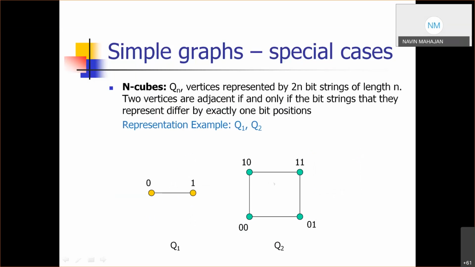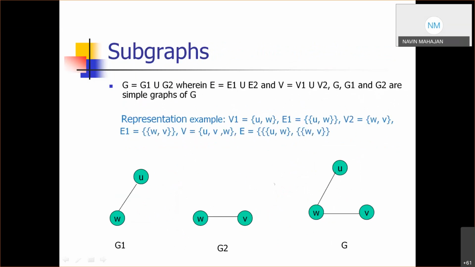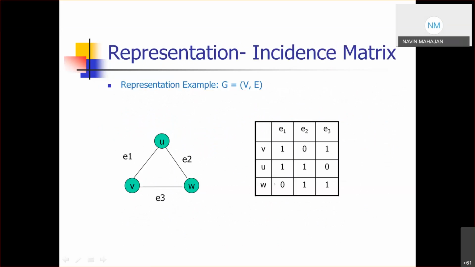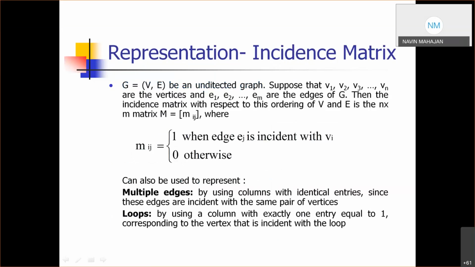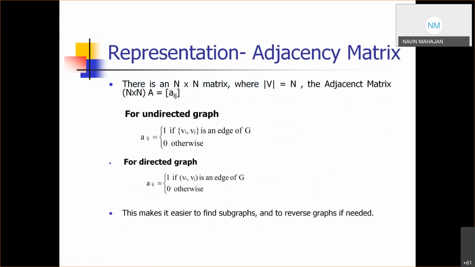Then what else do we need here? Subgraphs. We have seen in one example what a subgraph is. How to represent graphs? Graphs can be represented using an adjacency matrix and an adjacency list. Let me take the adjacency matrix. For the representation, there is an n by n matrix where the number of vertices is equal to n.